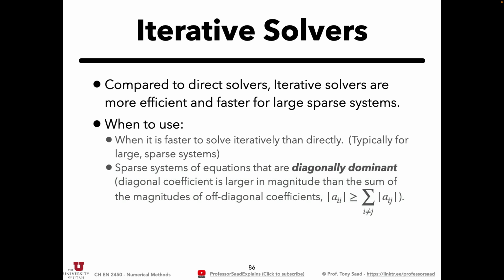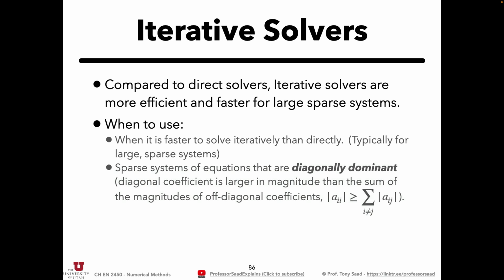Okay? So diagonal dominance means that for each row in the equation, so take row 1, row 2, for each row, go through each row, the diagonal entry, the value on the diagonal entry, A_ii, right? So A11, A22, A33, etc. The magnitude of the value in the diagonal entry is greater than or equal to the sum of all the off-diagonal entries in absolute value.